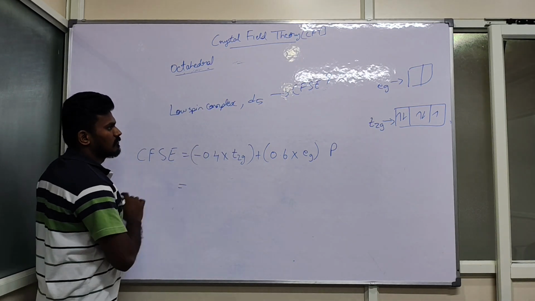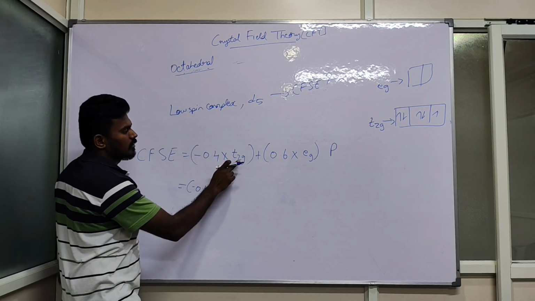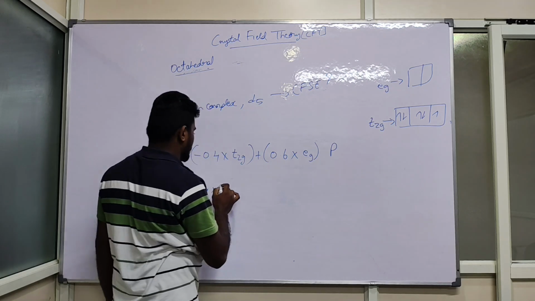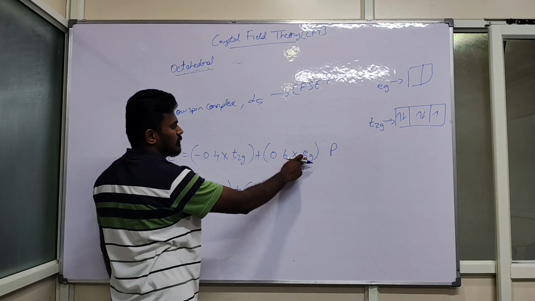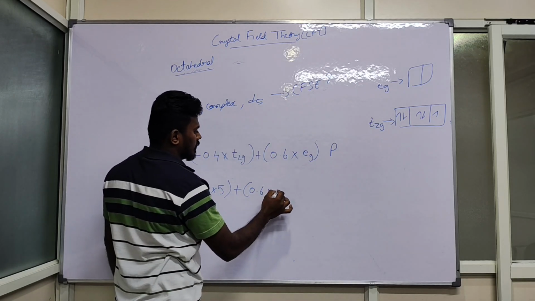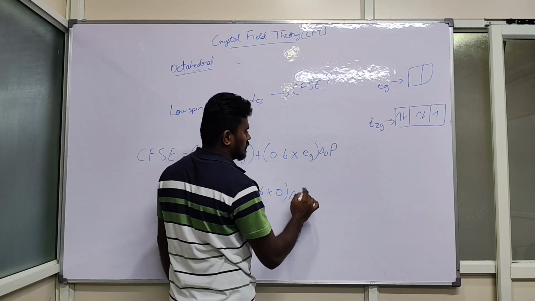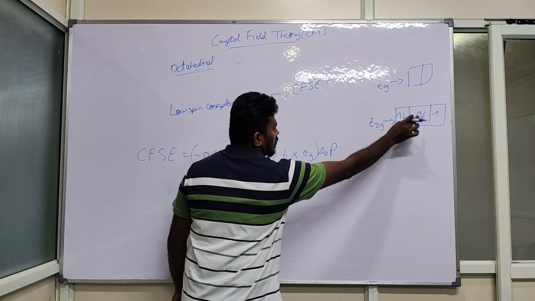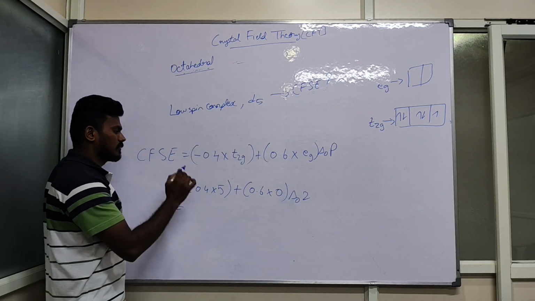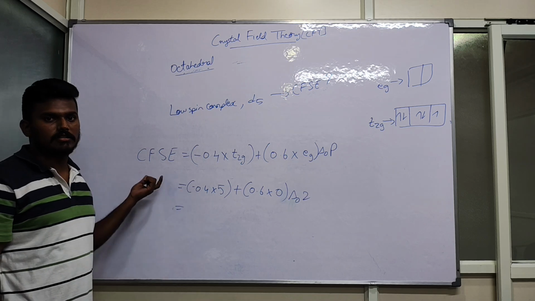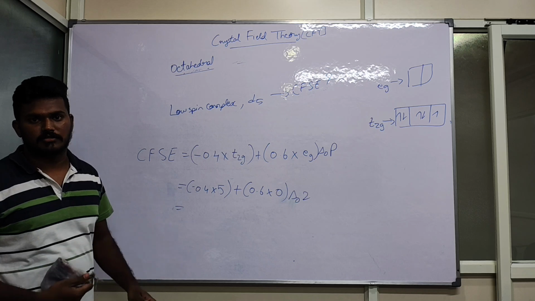So now if you substitute the values, 0.4 into the total number of electrons in the t2g orbital, which is 5, plus 0.6 into the total number of electrons in the eg orbitals, which is 0, into the number of paired electrons. The number of paired electrons you can find will be 2 pairs. So by substituting the values and calculating, you can determine the CFSE of the given complex with respect to its configuration.